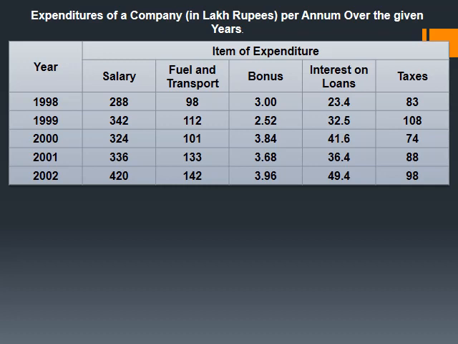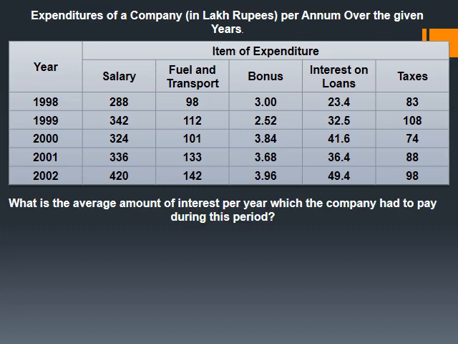So item of expenditure, that is, what is the amount that is spent under the head salary, the expenditure for fuel and transport, the expenditure for bonus, the expenditure on interest on loans, and under the head taxes, how much was spent. So these are the different heads or different items under which the expenditure is made and the data is given like that.